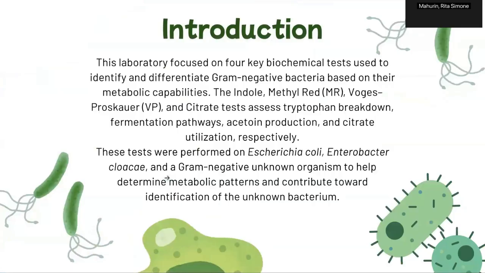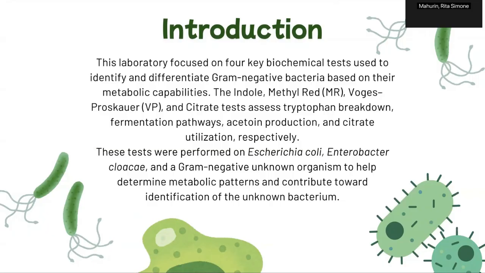In our introduction, we focused on the purpose of this lab, which was the 4 key biochemical tests that we use to identify and differentiate gram-negative bacteria based on their metabolic capabilities. We used the indole, methyl red (MR), Voges-Proskauer (VP), and citrate tests to assess tryptophan breakdown, fermentation pathways, acetoin production, and citrate utilization, respectively.